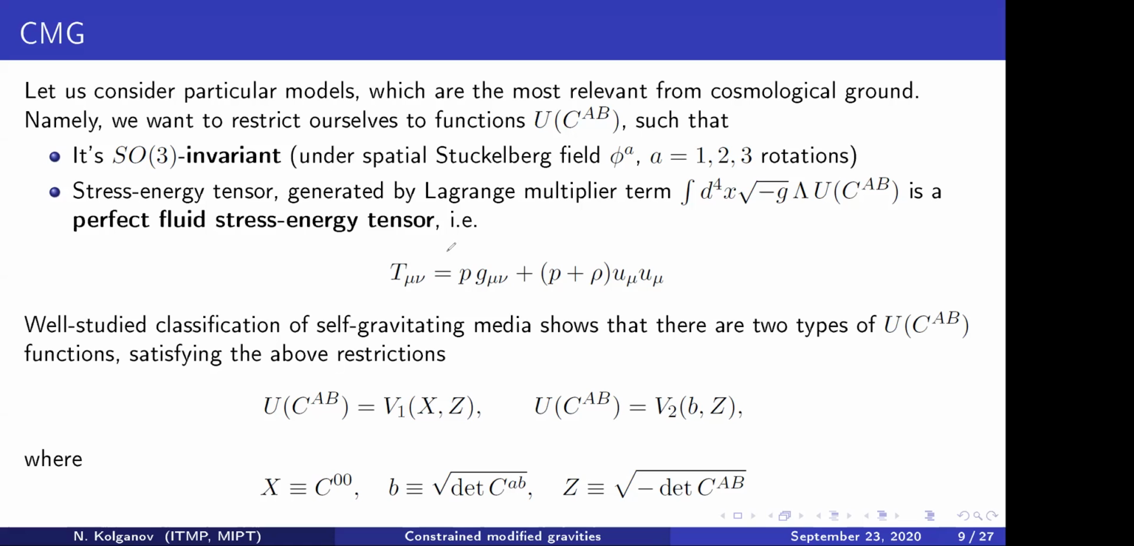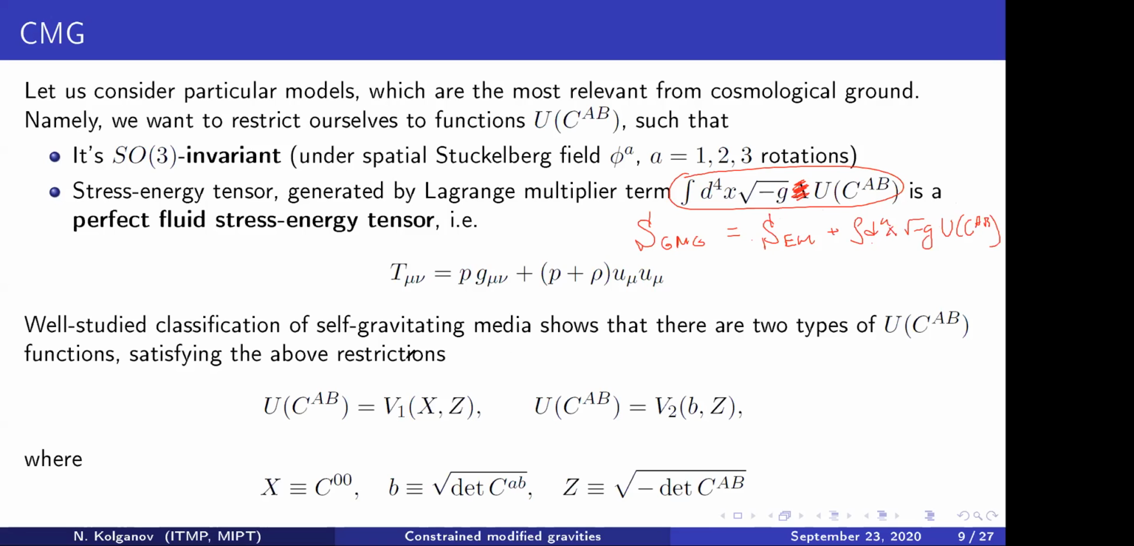If there is a well-known classification of such type of Lagrangians, but there are so-called self-gravitating media models that differ from our constraint modified gravities by the absence of this Lagrange multiplier. So the action of the self-gravitating media model is an Einstein-Hilbert term plus such a mass term of the following form. Such a class of modified gravities I will study and classify.